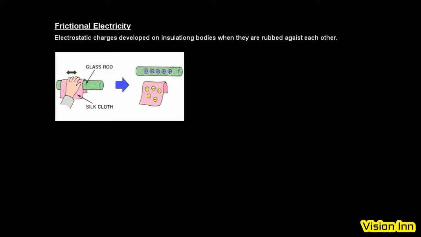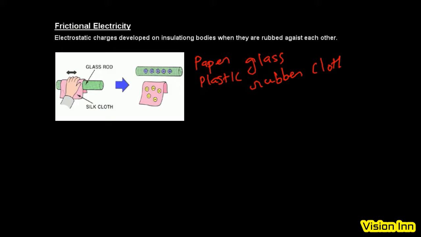Frictional electricity. Frictional electricity is nothing but electrostatic charges developed on insulating bodies when they are rubbed against each other. Now, what are insulating bodies? Insulating bodies are basically paper, plastic, glass, rubber, cloth. All these are insulating bodies because they do not conduct current.